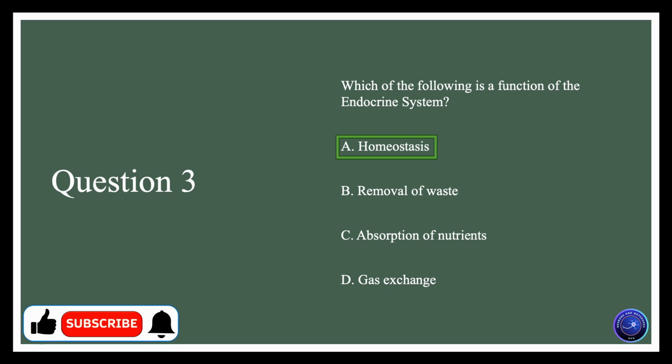And homeostasis is disrupted if, for example, there's too much water. If there's too little water, then homeostasis is disrupted. But if there's just the right amount, then homeostasis is achieved.